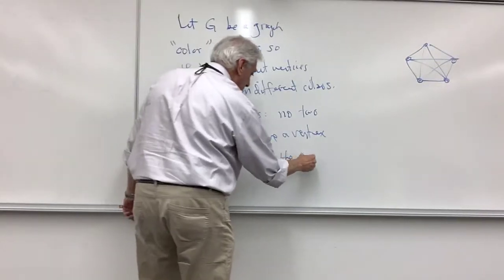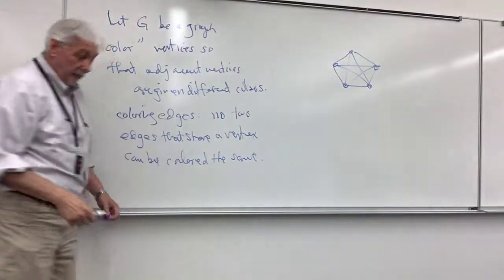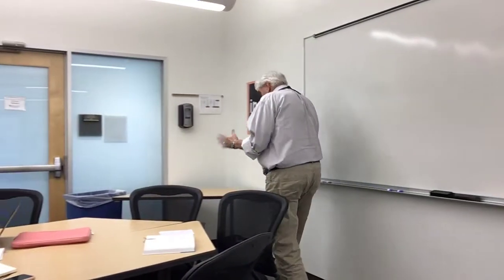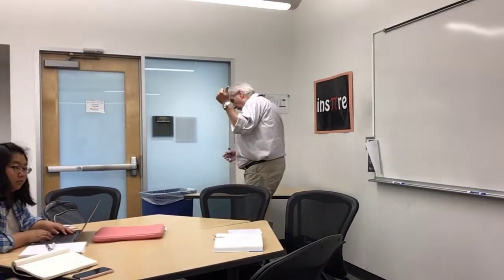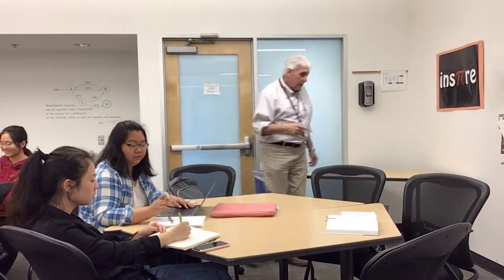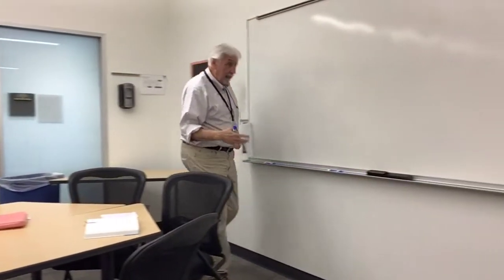So just take a minute. How many colors does it take? First of all, how many edges does K5 have? 10. You sure? Yeah. Okay, all right. So it has 10 edges.